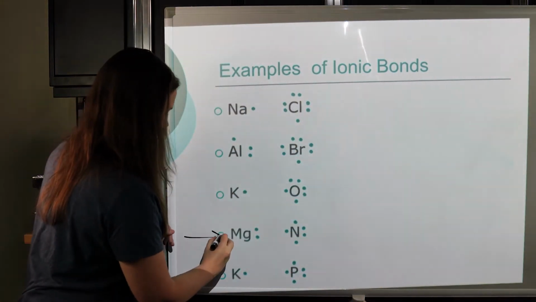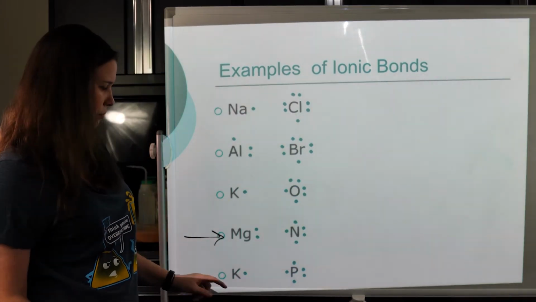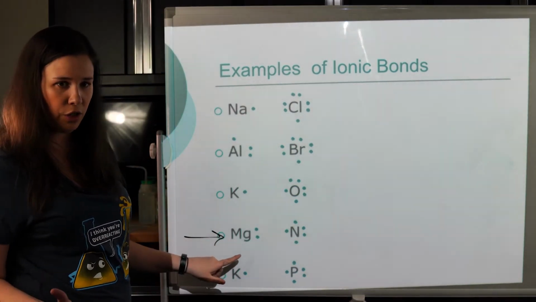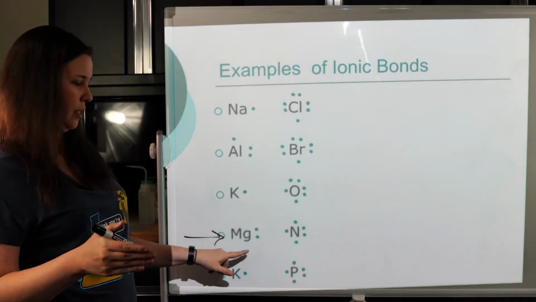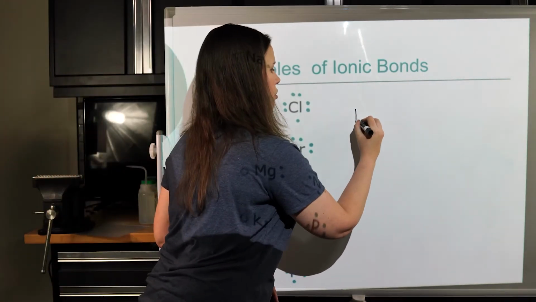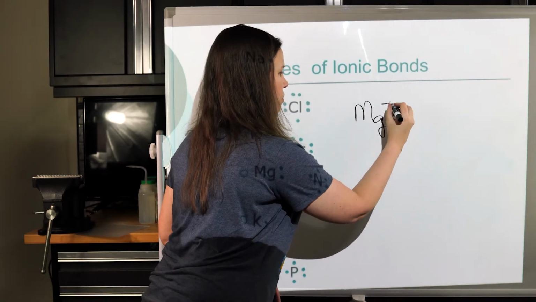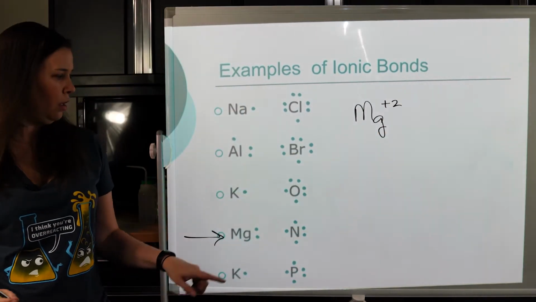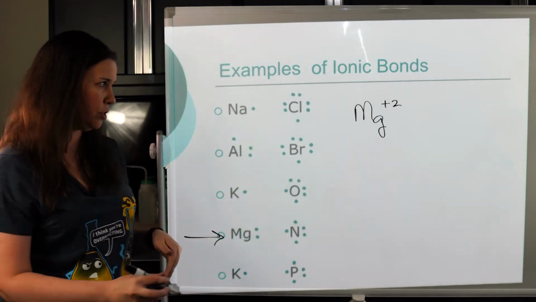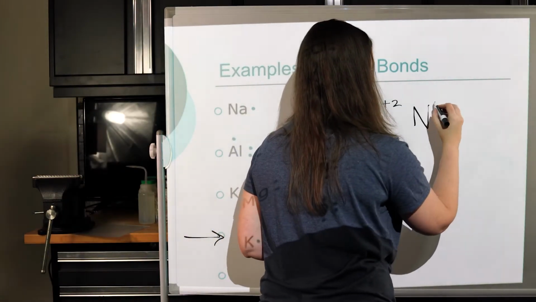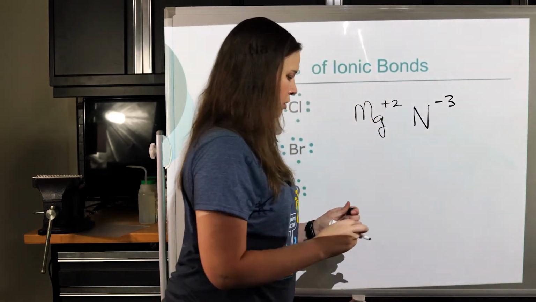So now we're on this magnesium and the nitrate. You do still have to know what the charges are. With magnesium, it's in the second group of the periodic table, so it will have a +2 charge. So I'm going to write Mg +2. Now nitrogen is in group 15, which will have a -3 charge. So I'm going to write N -3.